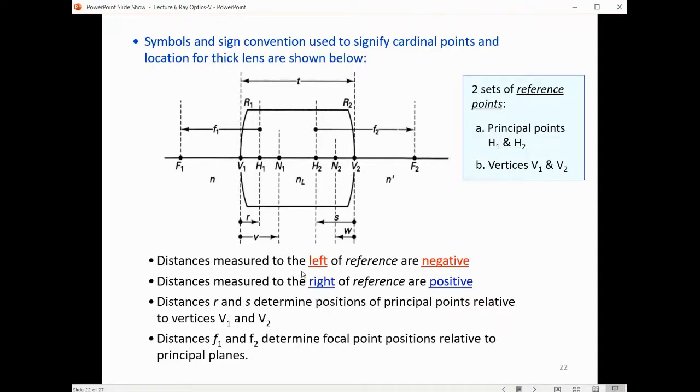So distances that are measured to the left of this reference are given a negative value. Distances measured to the right of these reference planes are given a positive value. Here, distances R and S define the positions of the respective principal points H1 and H2 relative to the vertices V1 and V2, whereas the focal length given by F1 and F2 here are referenced to the principal planes.